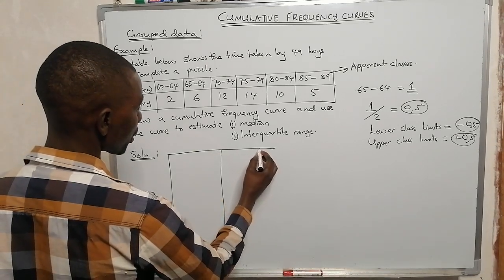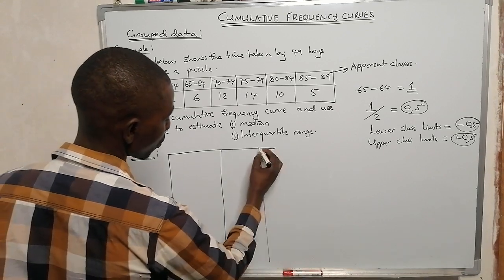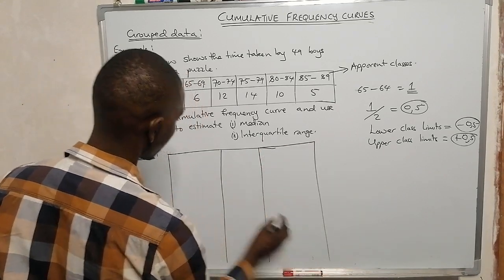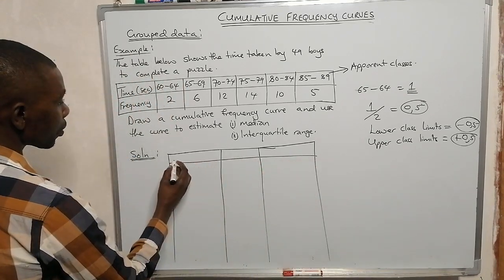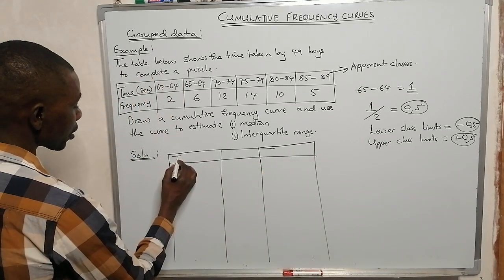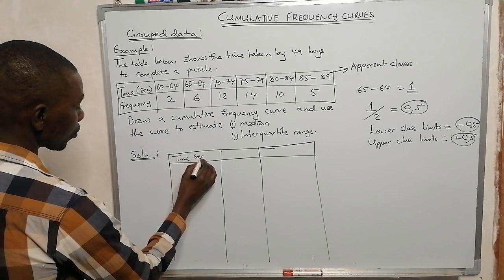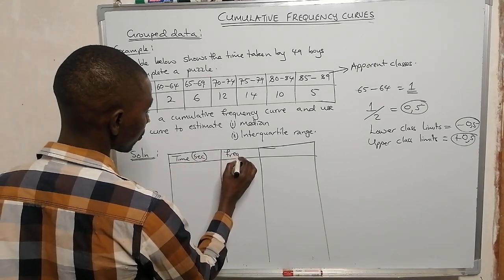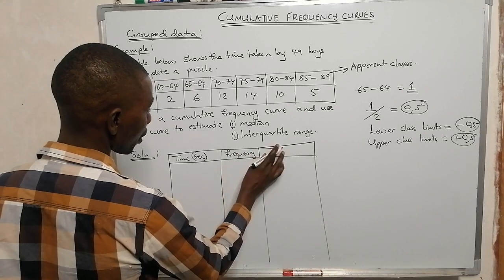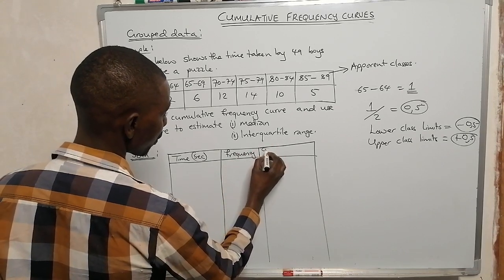Then we have our frequencies. Then we want to construct cumulative frequencies. So in this case, we have time in seconds, then our frequency. Then we also have cumulative frequencies.